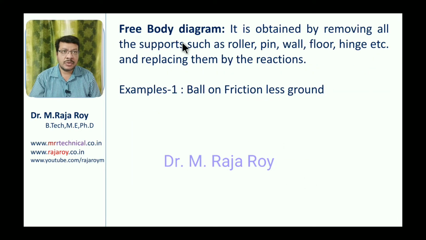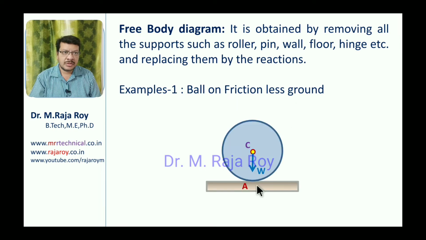Next one is how to draw the free body diagram. A free body diagram is obtained by removing all the supports. The support may be a roller support or pin support or floor or hinge or built-in support. Whatever the support may be, you just remove all the supports and replace them with reactions. First example is a ball on the frictionless ground. Here it is resting on the ground. If you remove this ground, you have to replace that with a reaction like this. This is called a free body diagram.